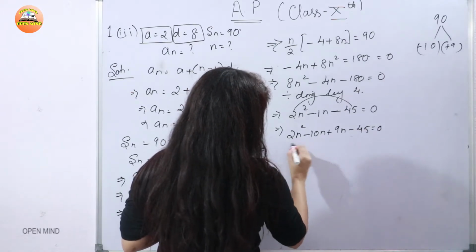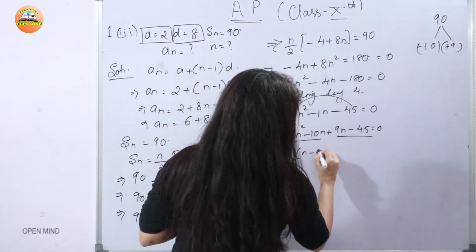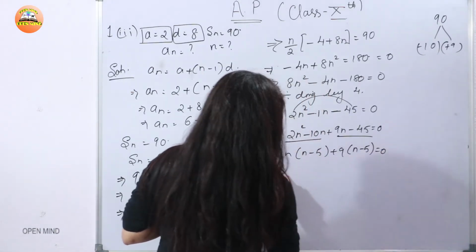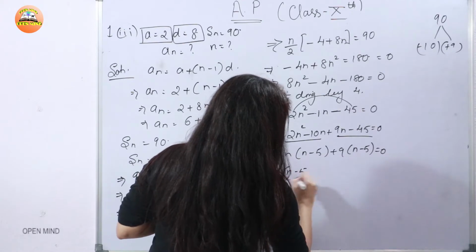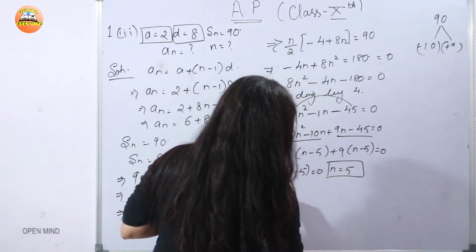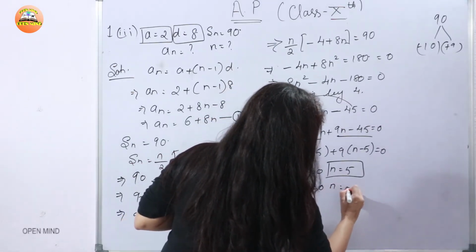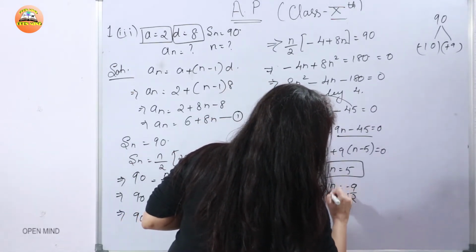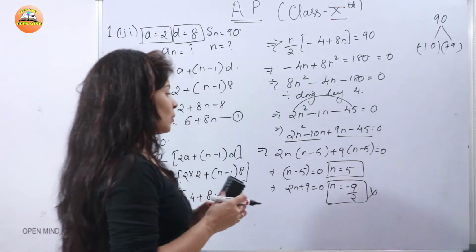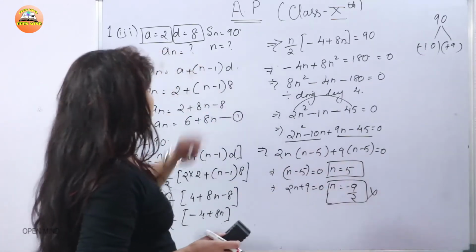This implies out of these two, please take out common 2n into n minus 5, plus 9 into n minus 5 is equal to 0. So n minus 5 is equal to 0, n is equal to 5. For the other one, 2n plus 9 is equal to 0, n is equal to minus 9 by 2. We got two values of n. This is not possible. Why? Because the number of terms cannot be negative. So n comes out to be 5.